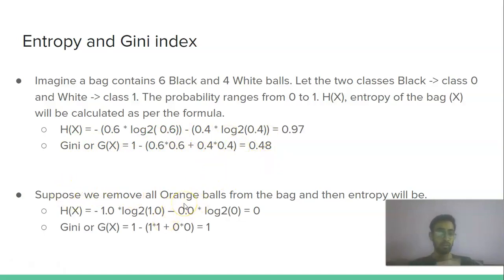Suppose we have all orange balls. The entropy and Gini in that case would be, you can see all are orange, so the probability is 1 and there is nothing else, so 0. Log of 1 is 0. So entropy came to 0. And Gini should be 1 minus 1, which is 0. That is my bad, I'll update that. But yes, this Gini would also be 0.